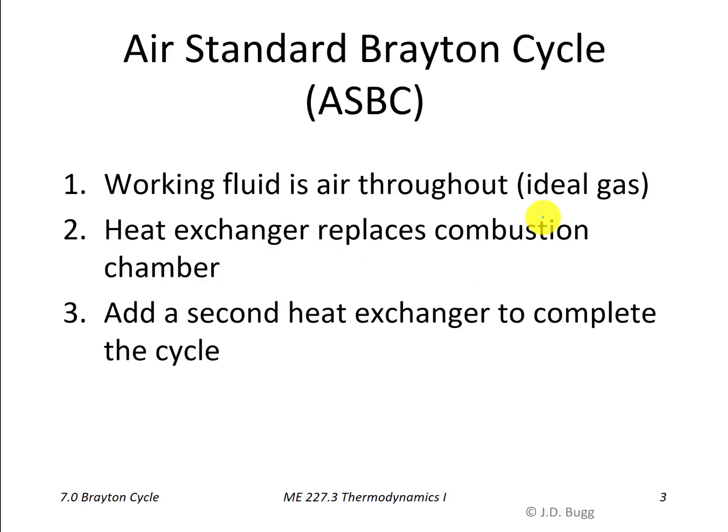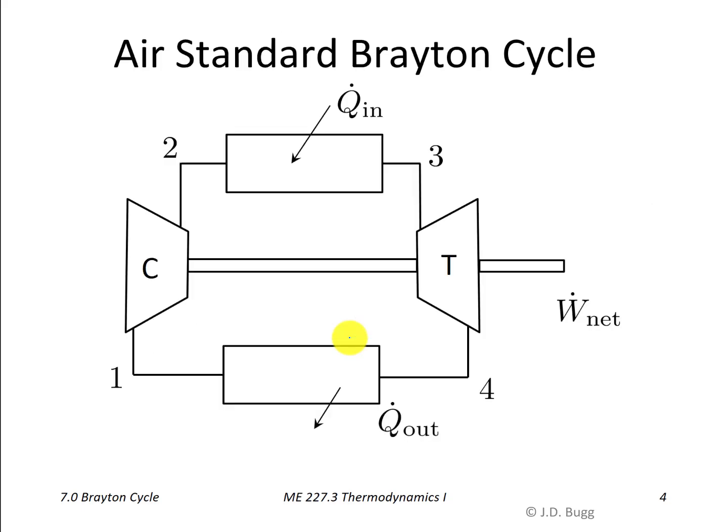The other thing we're going to do is add a second heat exchanger to complete the cycle. Now remember, in an actual gas turbine, the exhaust gases just exit to the atmosphere and the compressor draws fresh air in from the surroundings. Well, we're going to close that loop so this becomes a closed cycle. So we see that here.